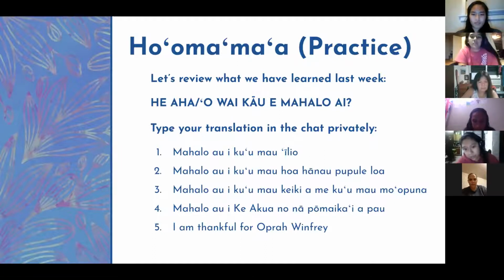And if you guys can do that privately, so no one can cheat. So mahalo au i kuʻu mau ilio. Mahalo au i kuʻu mau hoa hana pupule loa. What is the next one? Mahalo au i kuʻu mau keiki a me kuʻu mau moʻopuna. Mahalo au i ke akua no nā pōmaikaʻi a pau. And the fifth one from English to Hawaiian, I'm thankful for Oprah Winfrey. Okay, so let's see. We'll give you guys 1.5, maybe 2 minutes to translate. Try, if you get all 5, that would be totally fine.